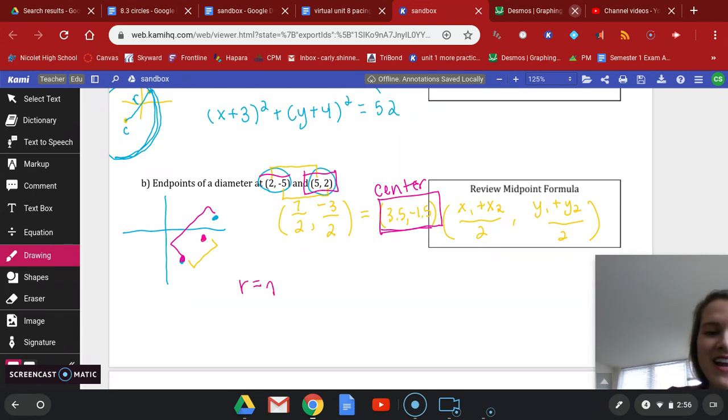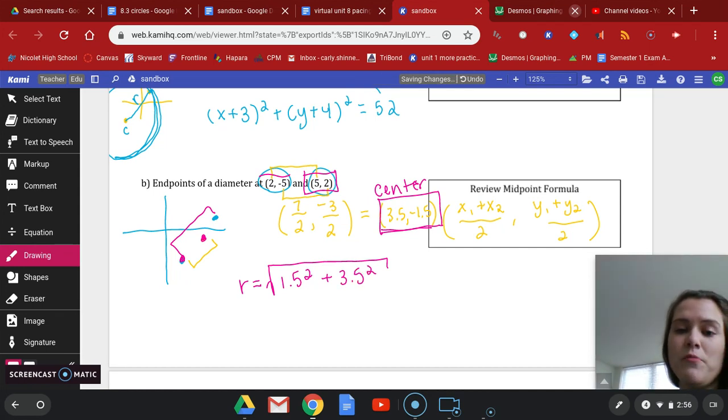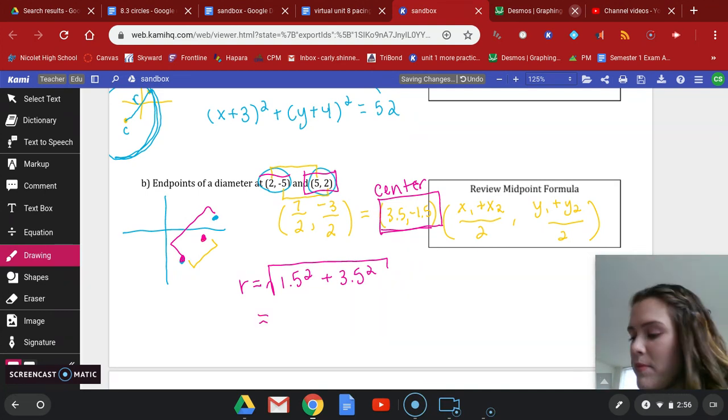So my radius is going to be 5 minus 3.5. That would be 1.5 squared. And then 2 minus a -1.5 would be 3.5, right? 2 minus -1.5, yes. All right, so plop this into your calculator and tell me what you get.